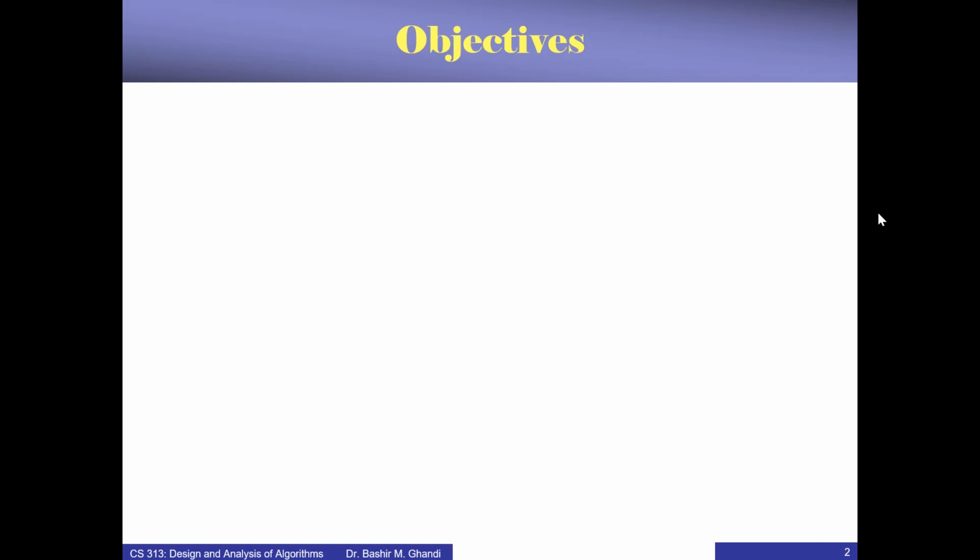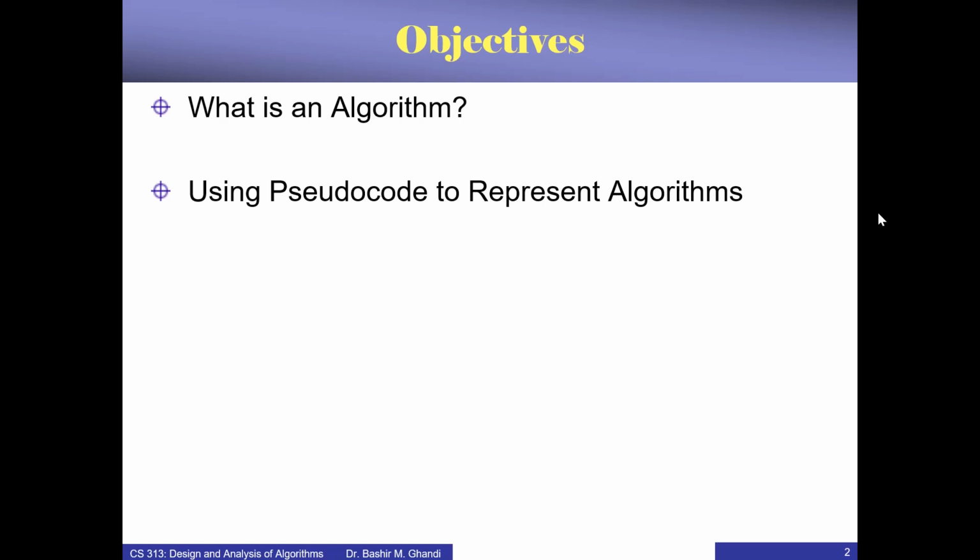Okay, so here is the outline of this introductory lecture. First, we're going to remind ourselves, I'm sure you know what an algorithm is, but we shall remind ourselves about what an algorithm is. Then we look at pseudocode, because we're going to be representing our algorithms not using a programming language like Java, but using pseudocode. So what kind of pseudocode do we use to represent algorithms? This is what we're going to discuss.